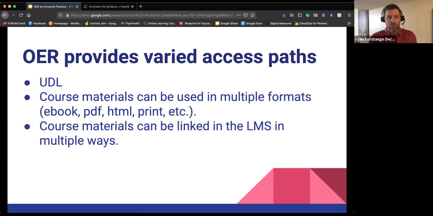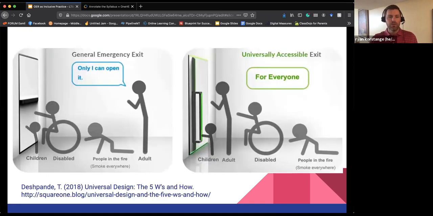Another benefit of OER when it comes to inclusion is the varied access paths that OER allows. If we think from a universal design for learning perspective, design choices that people make impact the ways in which people interact with the real world.